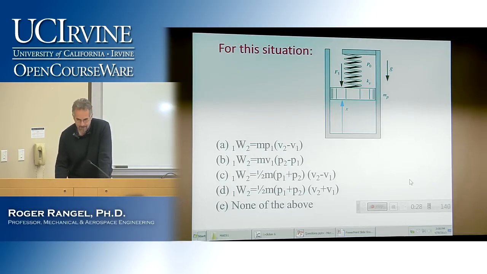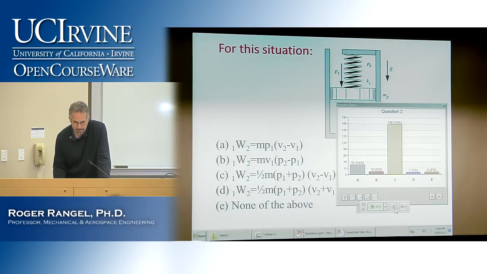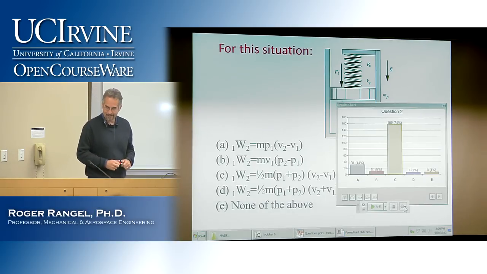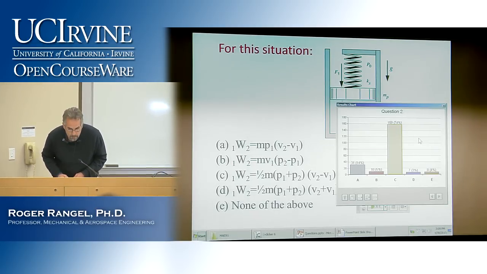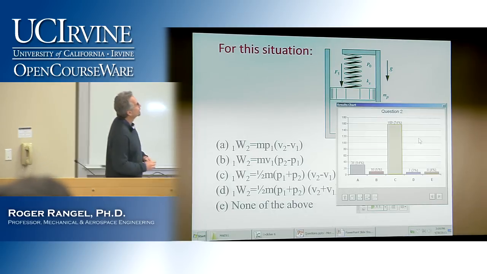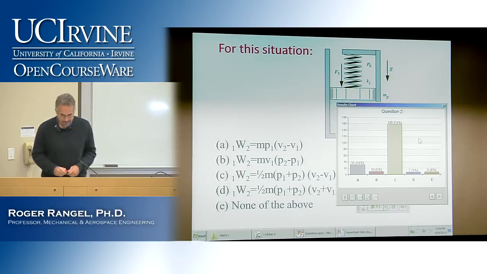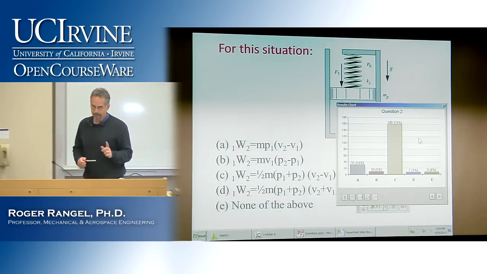Okay. 5, 4, 3, 2, 1. Oh, there are more answers this time. Some people didn't answer the first one. Okay, and then what do we have? Wow, that's a pretty resounding majority. So C, which is a half P1 plus P2, V2 minus V1, that is correct. So the yellows have it. That is correct. And then if you don't know why, try to find out why.